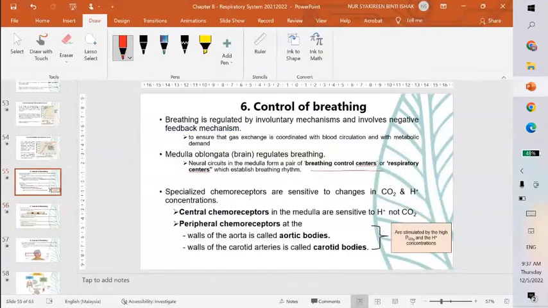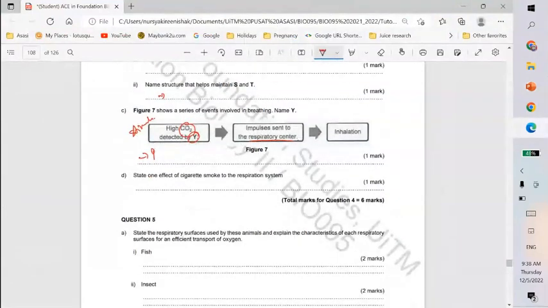This is the breathing control center, the medulla oblongata. So this is to interpret what is the corrective mechanism to be carried out to increase the rate of breathing, for example. So when carbon dioxide increases, what is the response? Increase depth and also rate of breathing. Okay, so that is the response: increase inhalation.